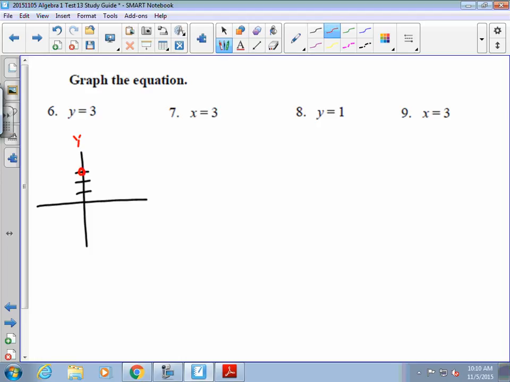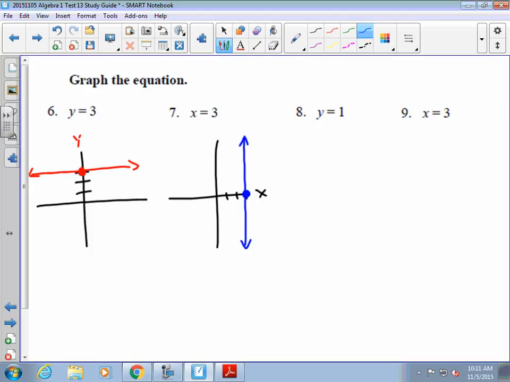Remember, anytime you only have one variable, x or y, you're going to have a horizontal or a vertical line. So right here, if it's crossing through at 3, that means it's always going to cross through at 3. It's going to be a horizontal line, y equals 3. When x's value is 3, we're going to do the same thing, except now this is your x-axis. So at 1, 2, 3, it's going to cross through there. Again, it's always going to cross through there. So x is equal to 3 will be a vertical line at 3.